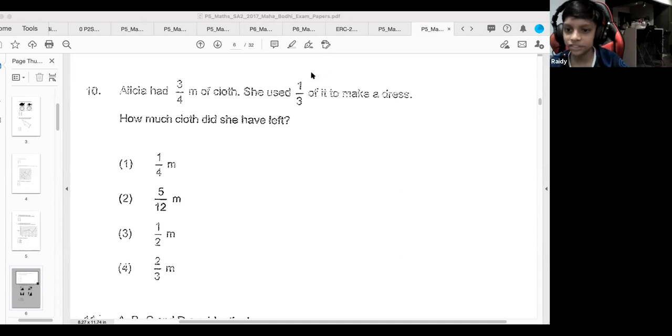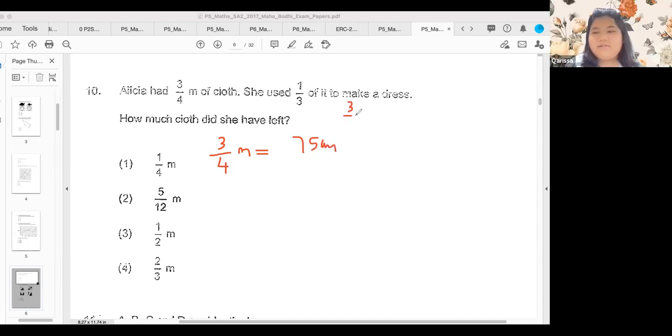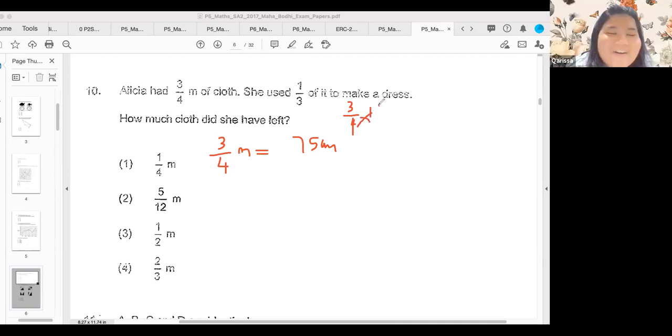Who got the point, Joe? Hold on. This Alicia got 3/4 meters. When you have meters down here, if I change this into cm, it's 75 cm. You see how I get that? You can take 3 times 100. Why is 5 wrong?